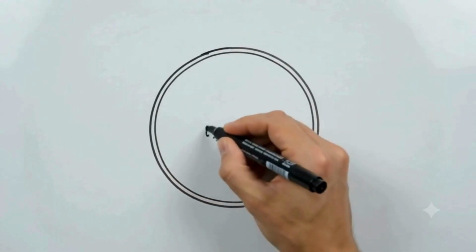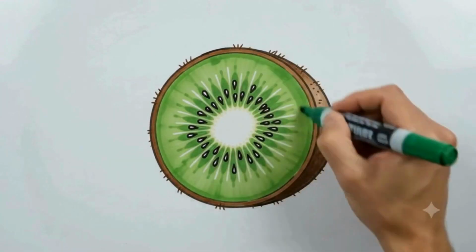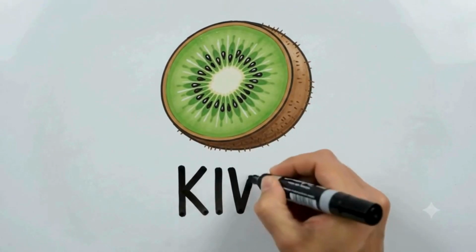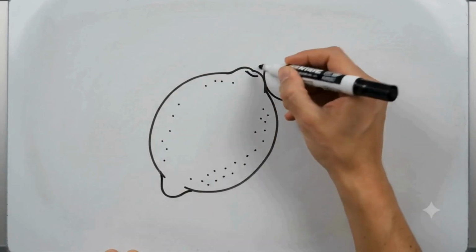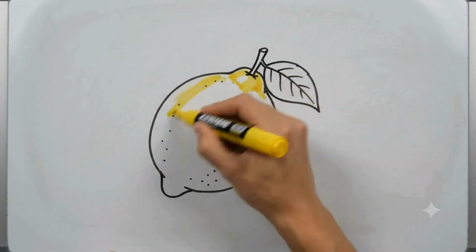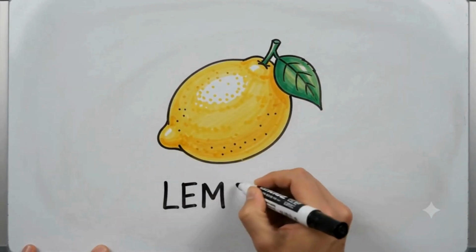Kiwi is green in color. Lemon is yellow in color.